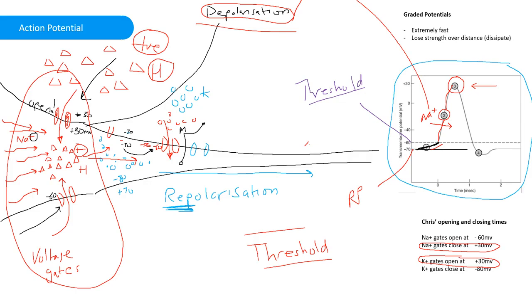Because the potassium gates open, potassium leaves the cell, therefore repolarizing the membrane, making it less positive on the inside, because the potassium is escaping the cell. That brings it down to actually lower than the resting potential. It brings it down to minus 80 within the cell, and that's called overshoot.